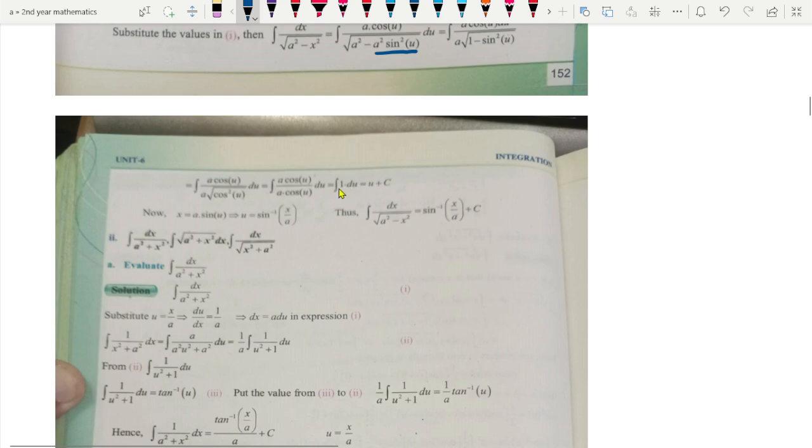this one, and the integral of 1 du is equal to u plus c. Simply put the value of u, which is equal to sine inverse of x divided by a. So this is equal to this one simply.